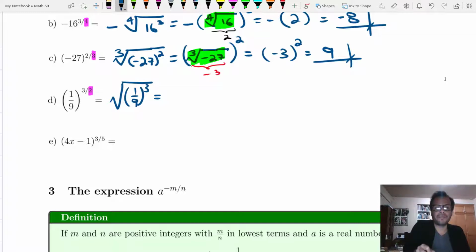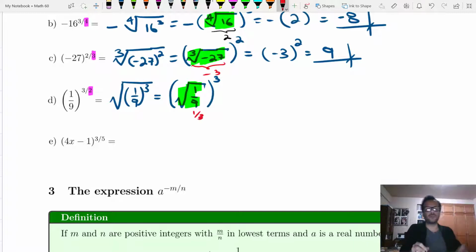Instead, we do the following. I'm going to do 1/9, and first I do the square root of 1/9, which I'm going to highlight, this guy right here, and I'm going to get 1/3. The square root of 1/9 is 1/3.